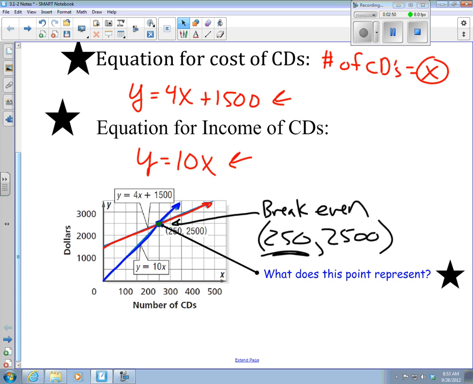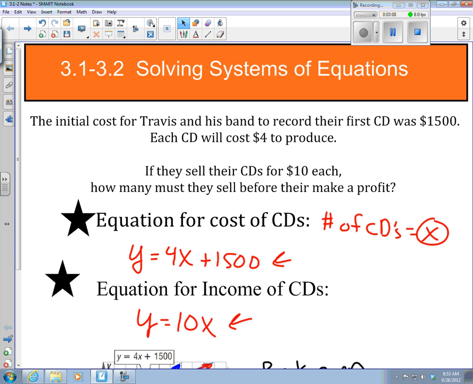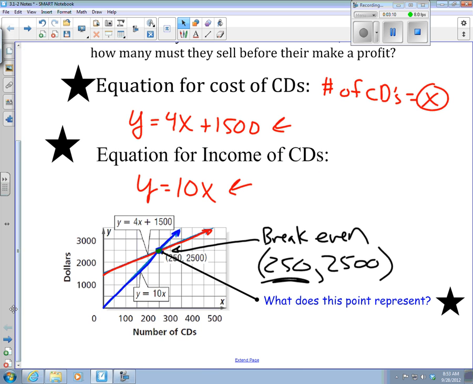We're going to be solving systems, and that's what we're going to deal with, points of intersection. Two or more equations with the same variable, and there are 3 ways to solve these systems of equations. First of all, graphing. You can graph two linear equations and find the point where they intersect, right here. This green point is a point of intersection. That's how you solve a system.